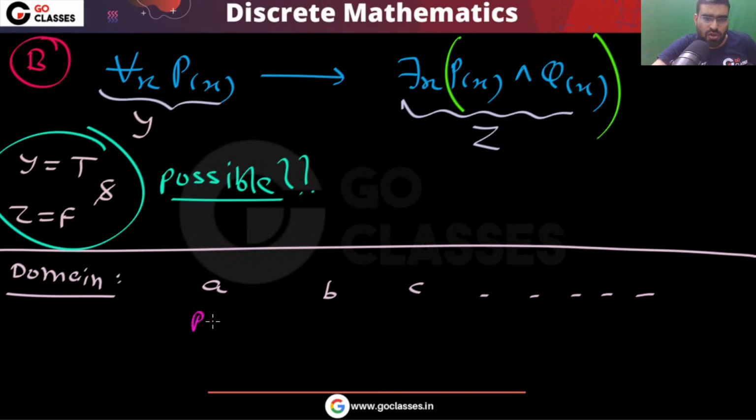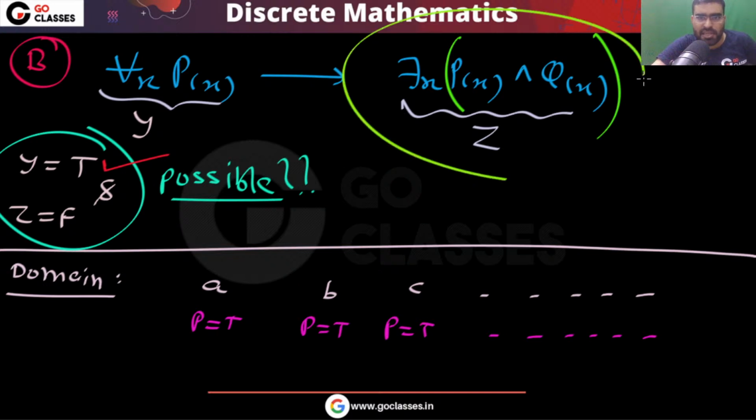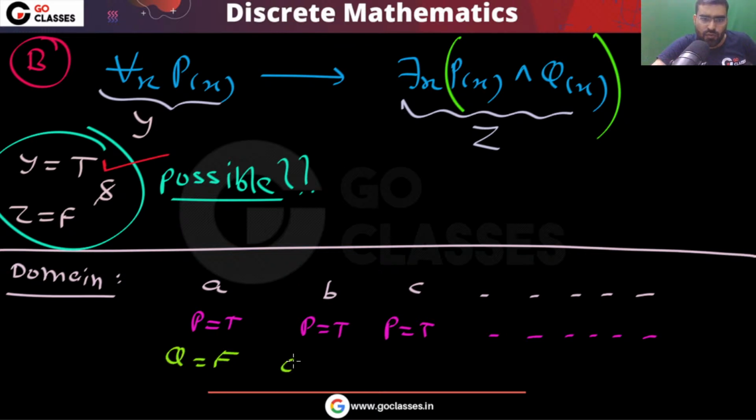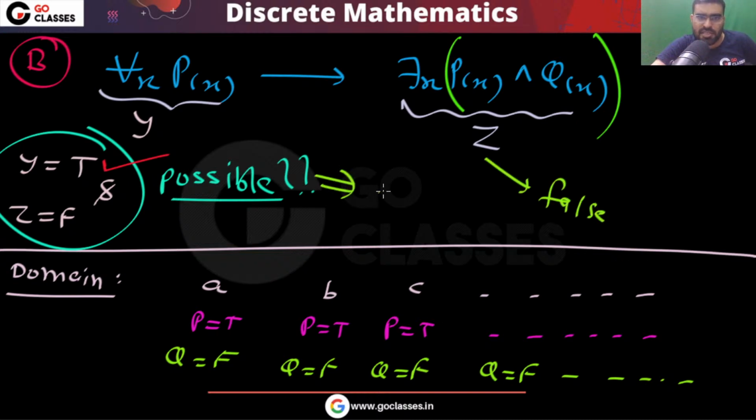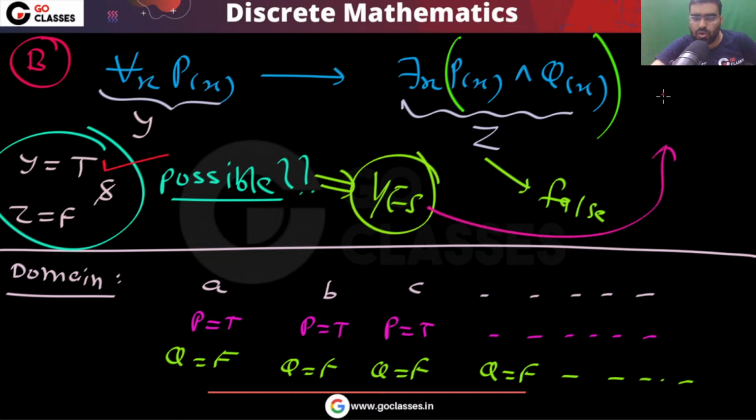Yes, I can make this Y true. For everyone, I can make P true. So yes, Y is true. Can I make this Z false? Yes, I can. What I will do is, for everyone, I make Q false. So you can notice this is false. So is this possible? The answer is yes. This is possible, so this B will be invalid.